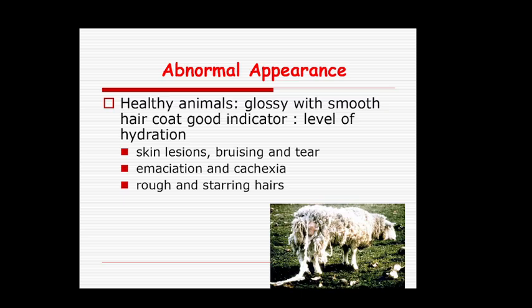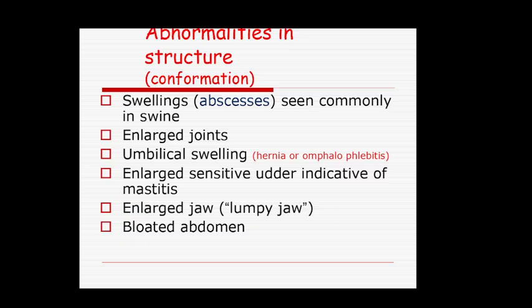You can see in this picture how dehydrated the animal is, and skin lesions are there: bruising and tears, emaciation, cachexia, rough and staring hairs. You can see the hairs of the animal are very rough. The color and texture of the hair coat should be glossy with smooth hair, and the hydration level should be good. But if there is an abnormality, the following conditions might be present in the animal.